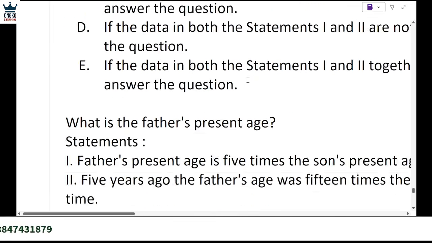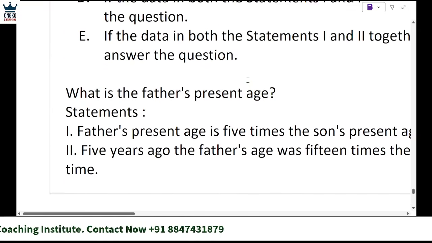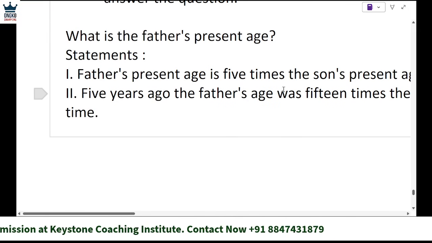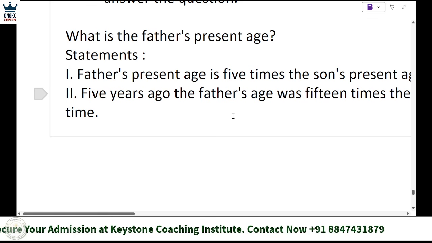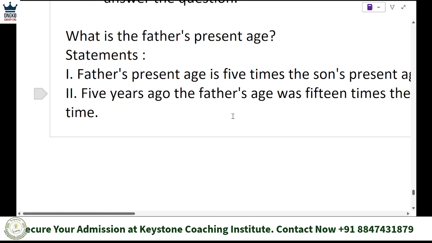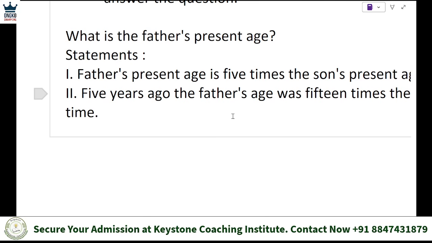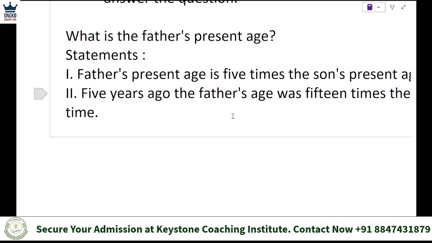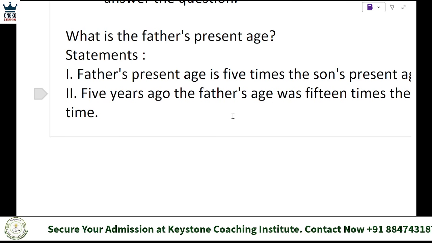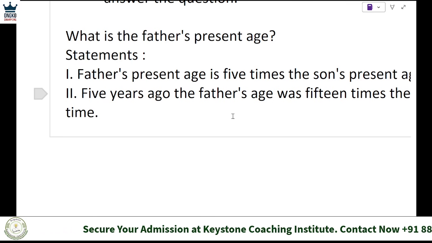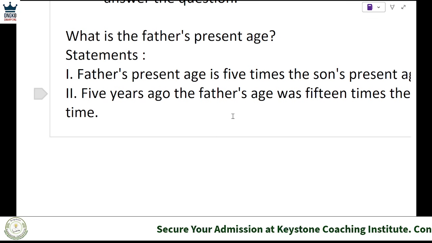So let's check. What is the question? The question is, what is the father's percentage? So this data sufficiency is from ages, right? In data sufficiency, there is no specific formula and no specific topic. In terms of quants and reasoning, you need to know all the topics. If you're lucky, you get known topics in the questions. If you're not lucky, the question might come from anywhere.